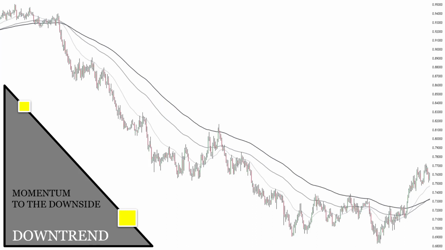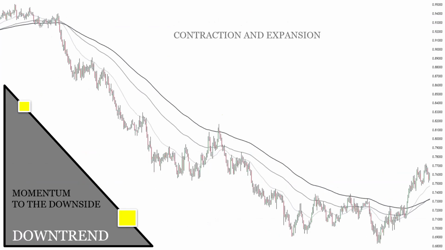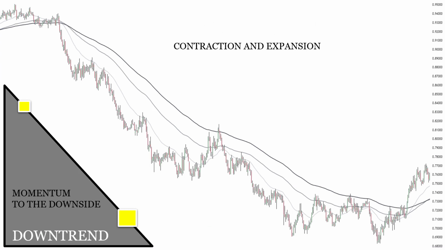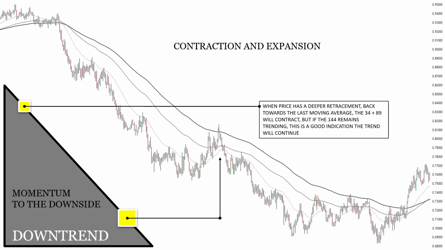Even on a shallow or minor pullback, the 89 and 144 should not cross over each other, an area should be visible in between them at all times. During a deep retracement, it's expected that the moving averages will contract. However, for trend continuation, this should only be seen with the short and mid-term averages, the 34 and 89. The 144 should remain in a trending direction.